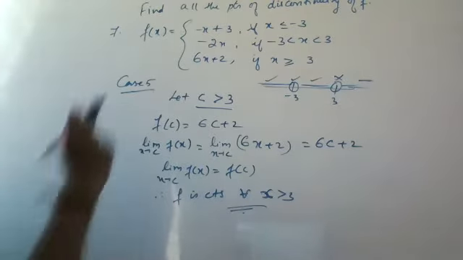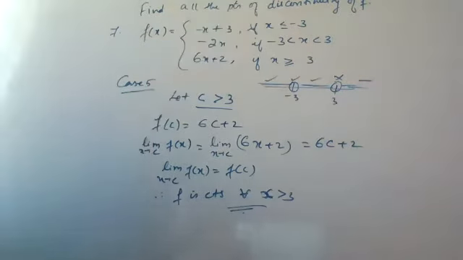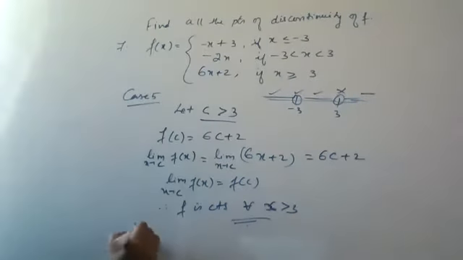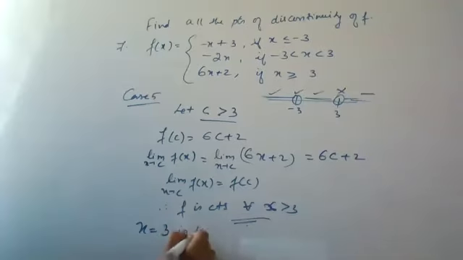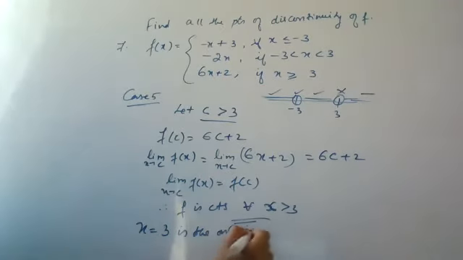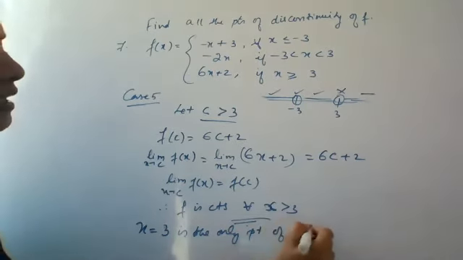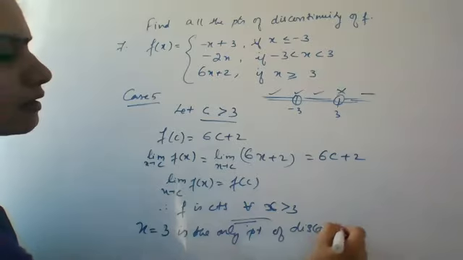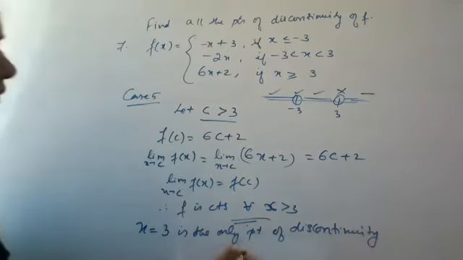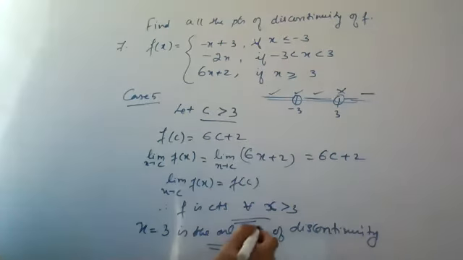So what are the points of discontinuity is your question. So you will write the only point of discontinuity for the function given is x equal to 3. Okay, x equal to 3 is the only point of discontinuity. In all remaining points, the function is continuous. Only this point is giving you a discontinuity. Clear?